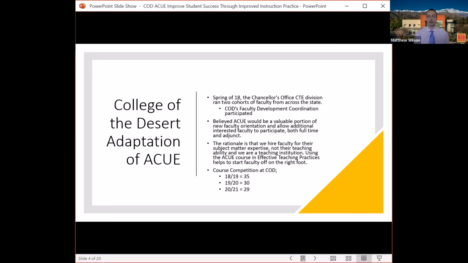The rationale she brought to our higher-ups in our Guided Pathways program is that when we're hiring faculty, a lot of times with CTE programs and other programs, we're looking to hire people that have subject matter expertise. It's not always hiring a person that has the best teaching ability, because we want to bring people that have a knowledge base to our school to teach these technical components. Then incorporating ACUE in their effective teaching practice course will get our new faculty members on the right foot, and hopefully they start adopting more of these evidence-based teaching practices compared to just teaching how they were taught.